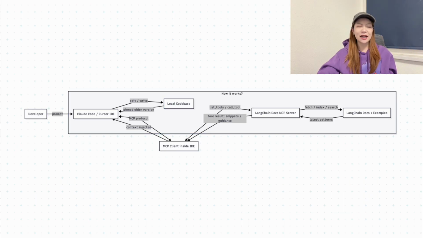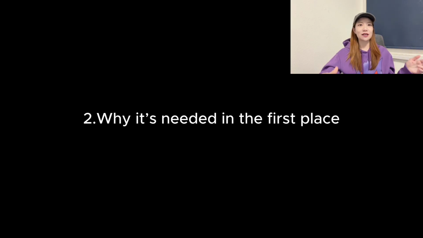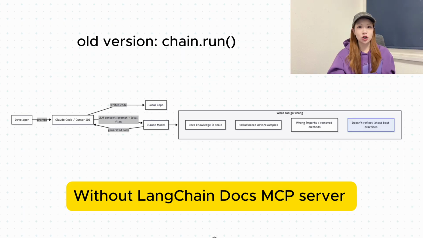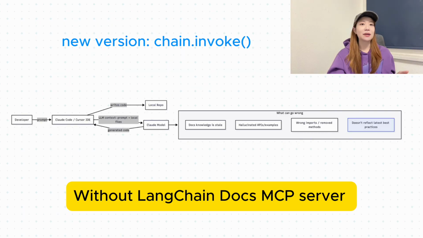Now you might say, I don't need the latest version because the version I'm using is good. Like, I don't need to upgrade to the newest version. And that sounds reasonable. But here's what actually happens without the LangChain Docs MCP server. You are relying on stale docs. You get hallucinated APIs, wrong imports, and code that does not follow the current best practices. For example, in older versions, you use predict, and in newer versions, that becomes invoke.